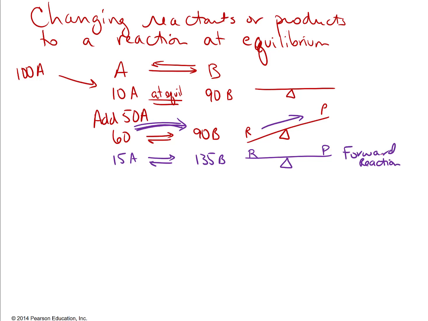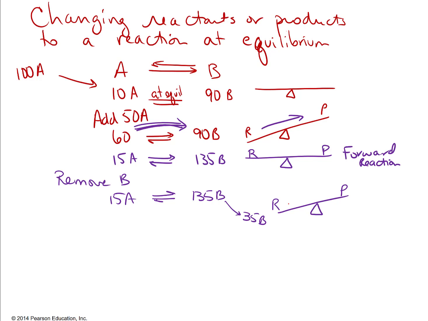So what happens if I could pull away or siphon off B? If I siphoned off B, then the product side would be less, and so I'd again have to have a change in the reaction to bring it back into balance. So now I'm at 15A at equilibrium with 135B. And now I'm just going to take out 35B. So that again is going to upset my balance. It's going to make my products less compared to my ratio with the reactants. And so if it's like this, how do I replace it? What would I have to do to bring the balance back? Which direction would the reaction have to go? Forward or reverse? Forward again. So I would take more reactant and convert it to product. So the forward reaction occurs.